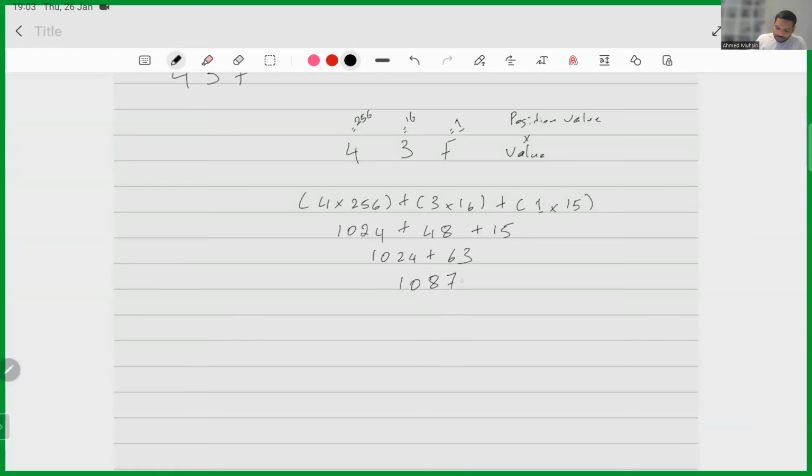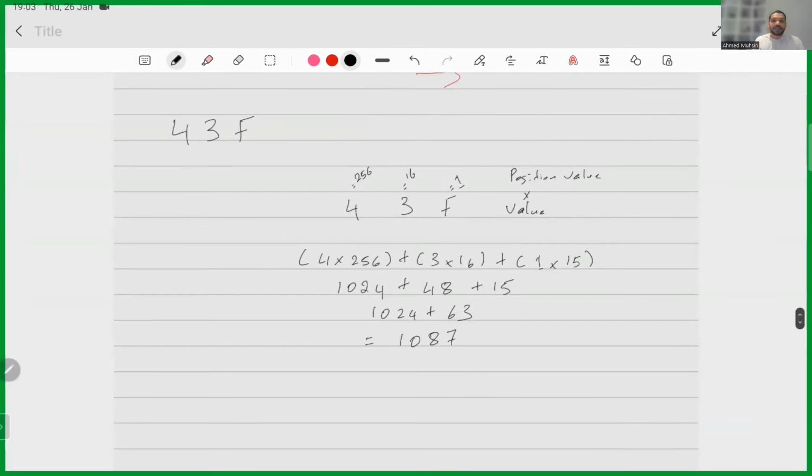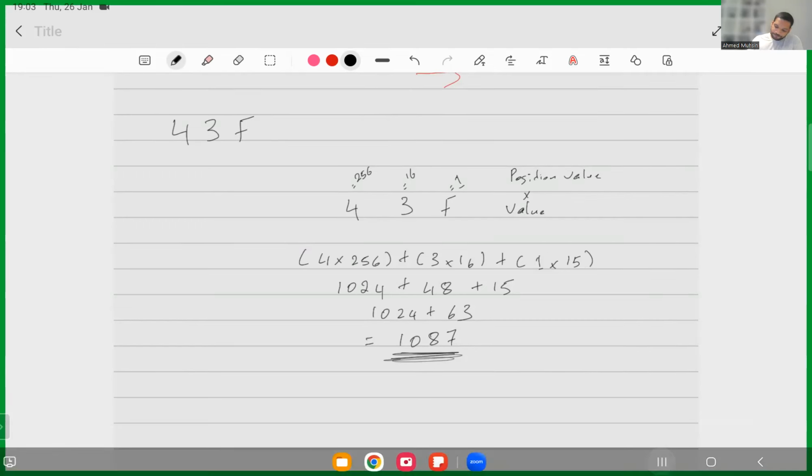Okay, so finally we have 1,087. So this is 43F. The hexadecimal number 43F, when it is converted into denary or decimal, the value that you get is 1,087. I hope it makes sense, and I hope you get how we convert a hexadecimal number into decimal format. Okay, right. Then let's move on to the next part.